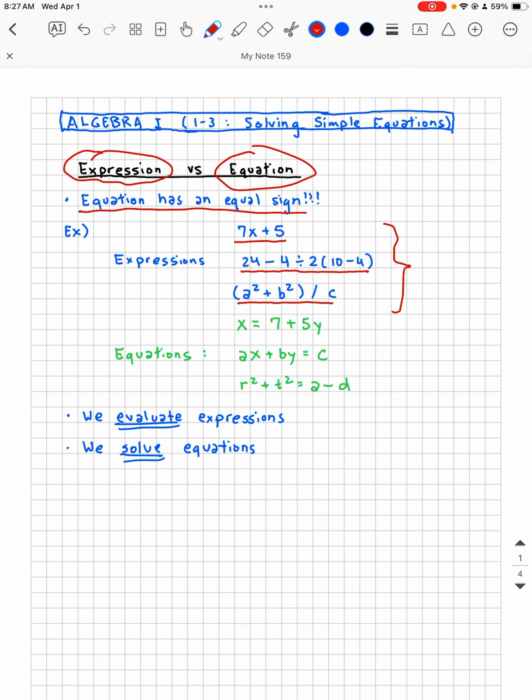For equations, well, it's the same idea, except there is an equal sign in there. So maybe like say x is equal to 7 plus 5y. Or ax plus by is equal to c. Or in the last case, r squared plus t squared is equal to a minus d. The equal sign doesn't have to be equal to a single variable. It could be equal to one variable or two variables or no variable.